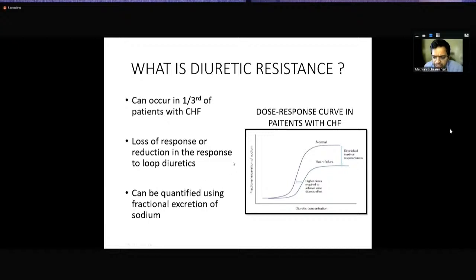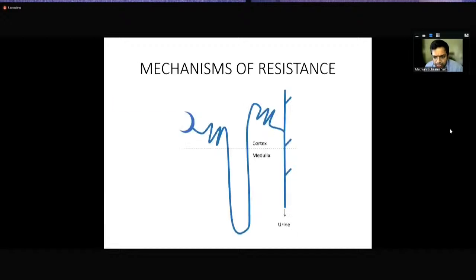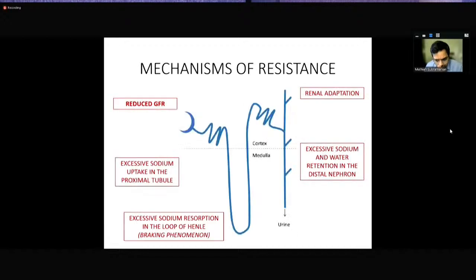Now, there's no clear definition of diuretic resistance, but if you are not able to produce enough urine or reduce your extracellular volume with the same dose of diuretics, you have diuretic resistance. And it's not as uncommon as we think. It supposedly happens in one-third of patients with CHF. So what can we do about this? The main thing to look at is that there are multiple reasons for diuretic resistance.